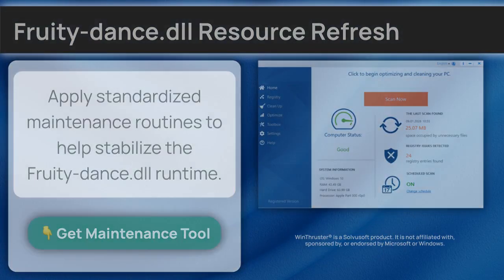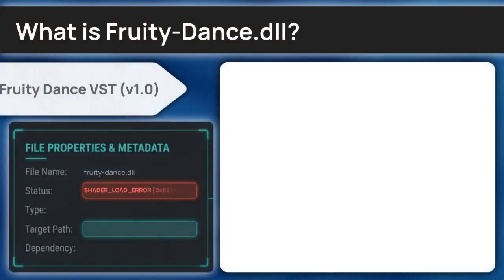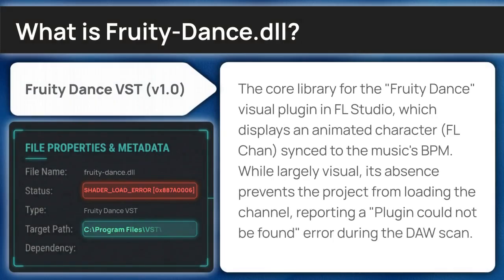This is the Fruity Dance module, the core library for the Fruity Dance visual plugin in FL Studio, which displays an animated character, FL Chan, synced to the music's BPM. While largely visual, its absence prevents the project from loading the channel, reporting a "plugin could not be found" error during the DAW scan. With that context in mind, our first logical step is a clean reinstallation.